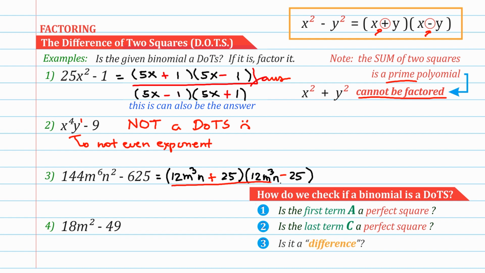Pwede mo again i-check by using FOIL method. Outer and inner will be cancelled and magiging ganito yung product natin.